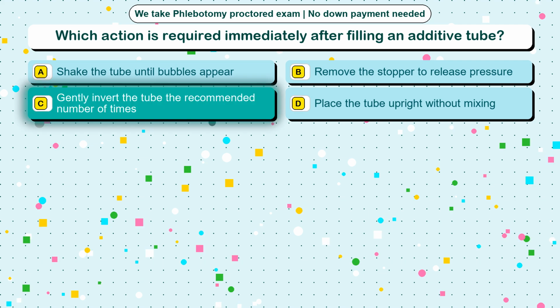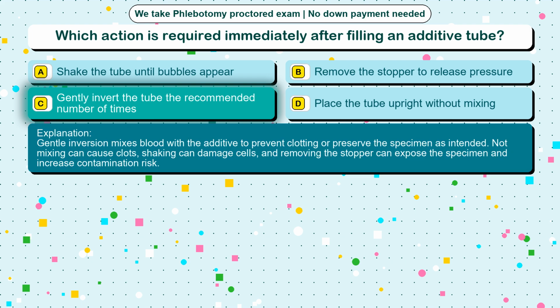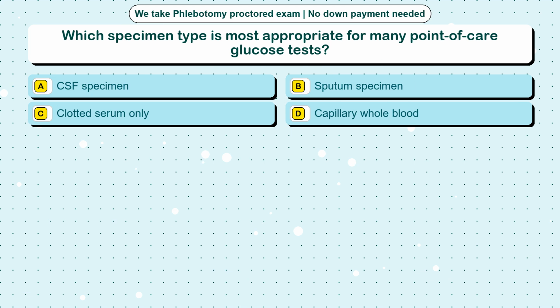The correct answer is option C, gently invert the tube the recommended number of times. Gentle inversion mixes blood with the additive to prevent clotting or preserve the specimen as intended. Not mixing can cause clots, shaking can damage cells, and removing the stopper can expose the specimen and increase contamination risk. Question 18. Which specimen type is most appropriate for many point-of-care glucose tests?